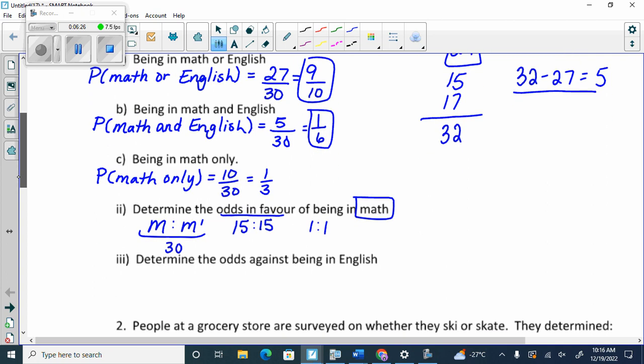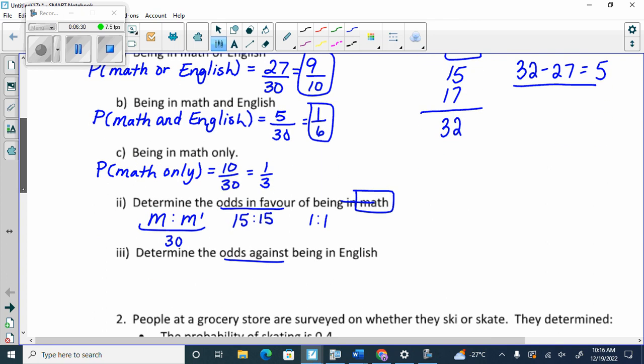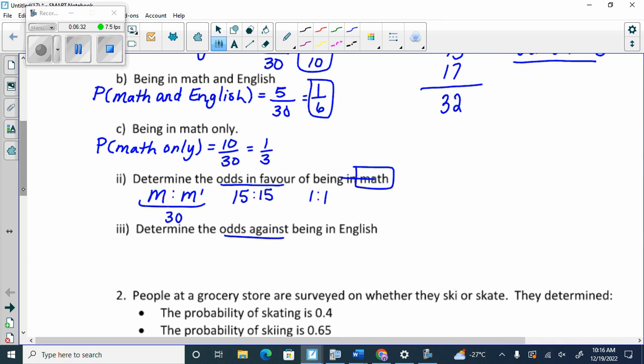This one wants the odds against English. Odds against English. So that means English would come second and the complement actually comes first when it's odds against. Correct? And what are they going to add to? 30. Your odds always add to total.